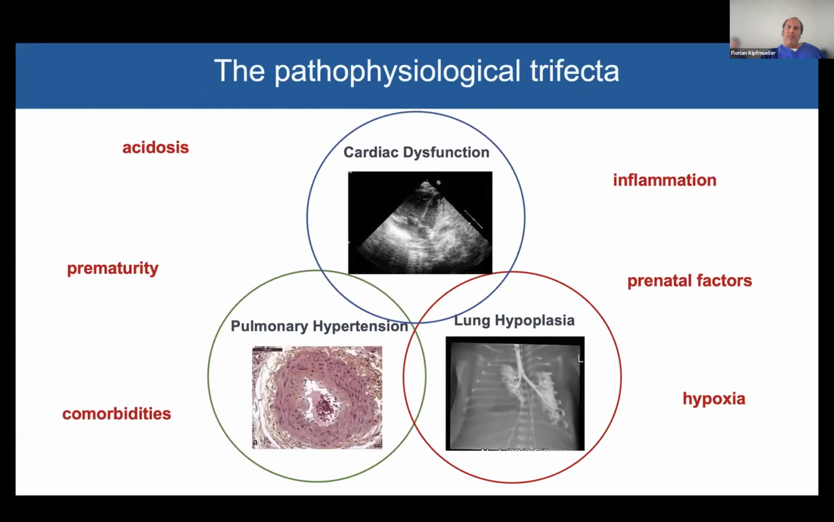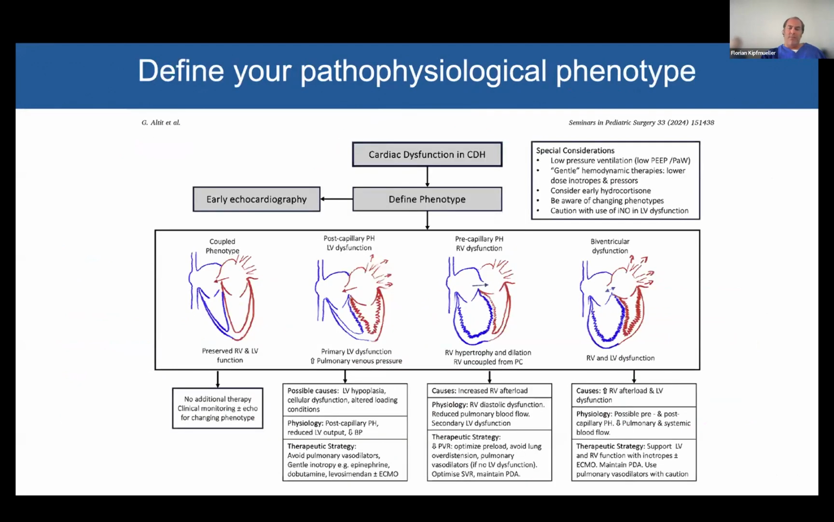Besides these 3 points, we have other factors which affect the outcome and the physiology: acidosis, inflammation, prematurity, certain prenatal factors, and other comorbidities as well, if you have a syndromic patient or a CDH with a cardiac defect. So certainly the pathophysiology is something different.